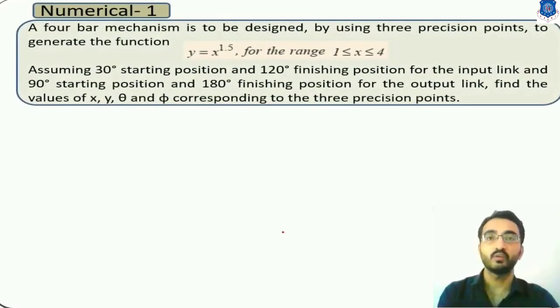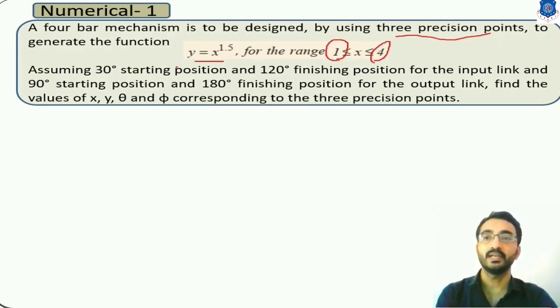In this session, we will solve one numerical. A 4-bar mechanism is to be designed using 3 precision points to generate a function y is equal to x power 1.5, where the range of x varies from 1 to 4. Here, we have to assume 30° starting position and 120° finishing position for the input link, and 90° starting position to 180° finishing position for the output link. We have to find the values of x, y, theta and phi corresponding to these 3 precision points.